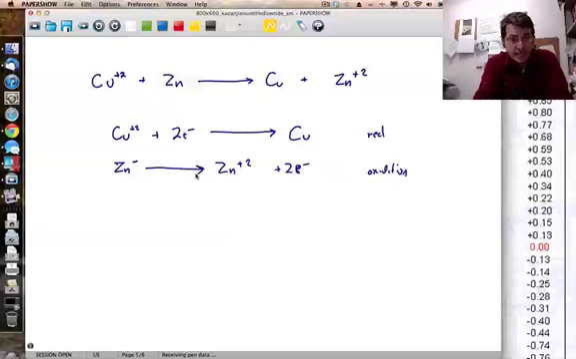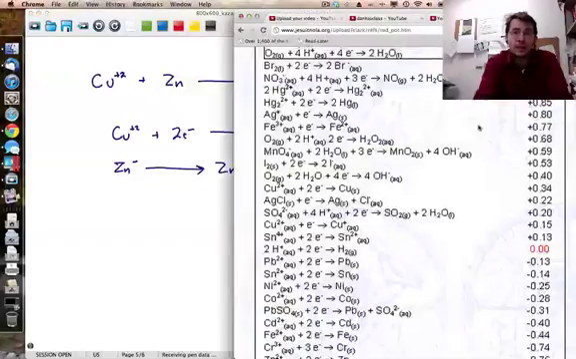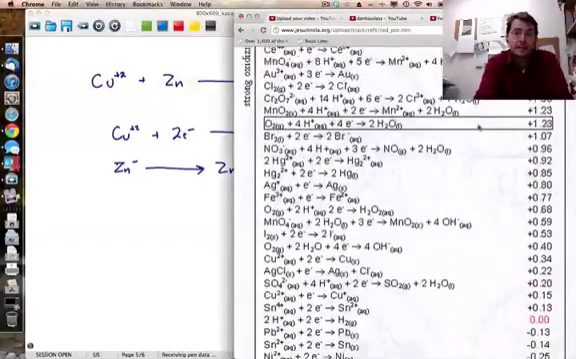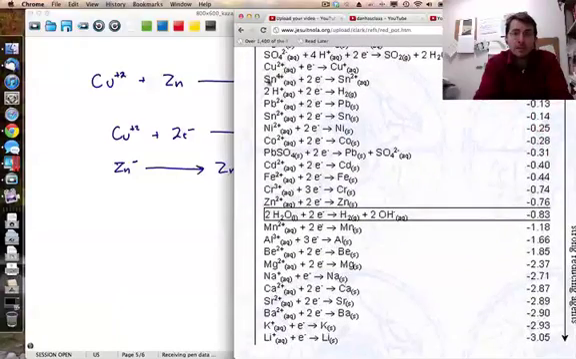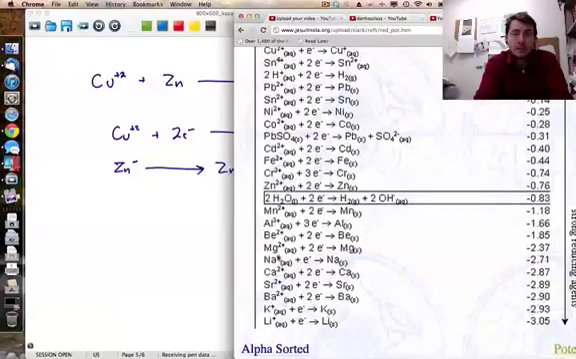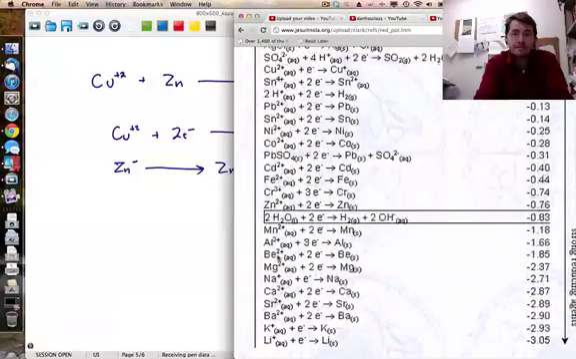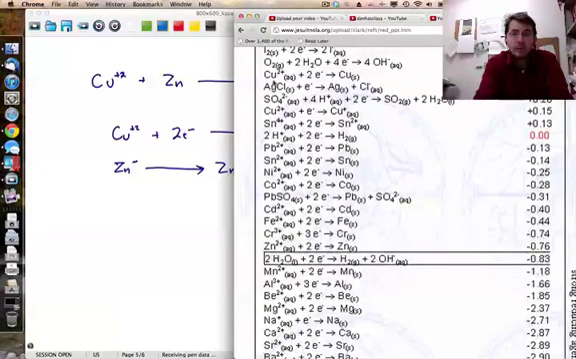It turns out that we need this information, because once we see these half reactions, we can take them and look at the chart, where we have copper plus 2 going to copper 0. Here we go. Copper plus 2 electrons goes to copper 0, has a cell potential. We're just going to call this E red, equal to 0.34 volts.